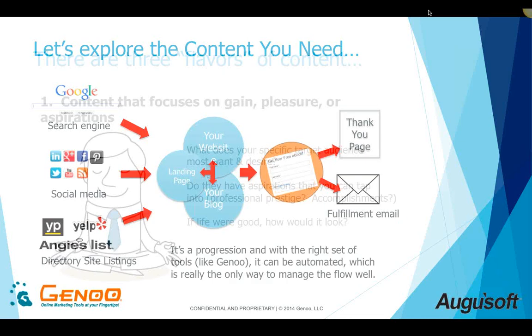There are 3 flavors of content. The first kind is content that focuses on gain, pleasure, or aspirations. And this is the kind of content that you will love creating. It's like, yes, it makes you feel good. You're in that Zen place.